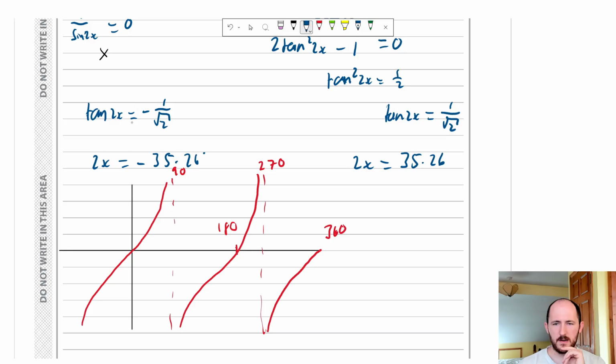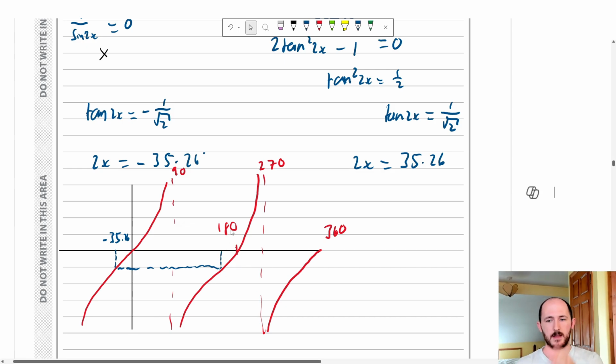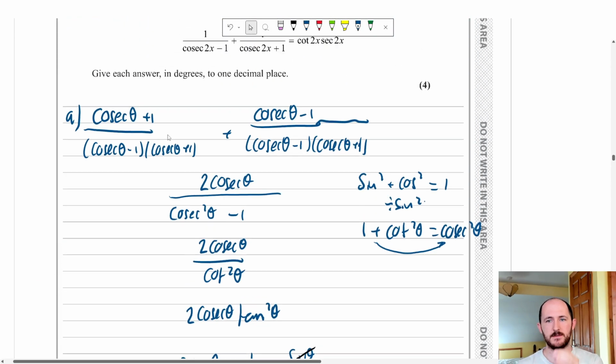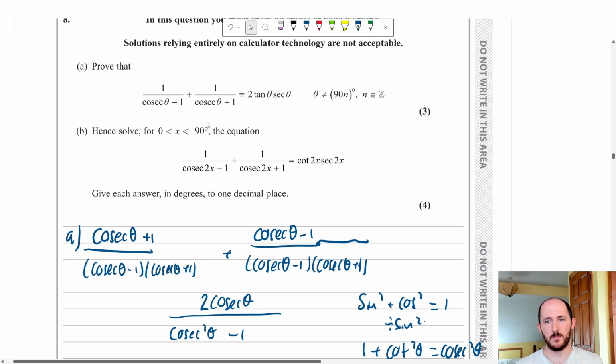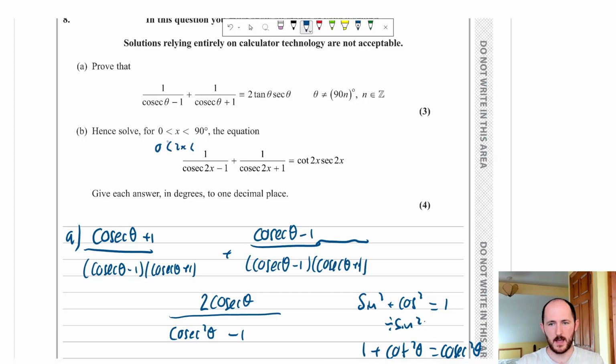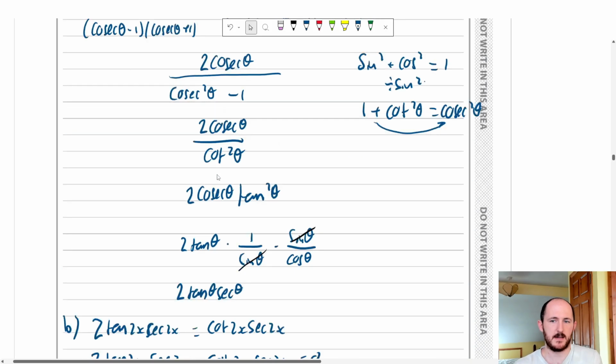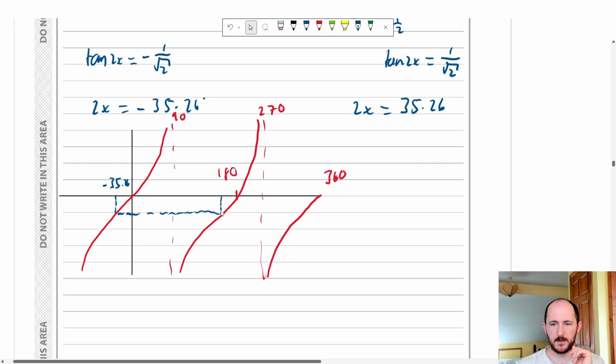So, we're looking for minus 1 over root 2, which is of course going to be in the negative part. We've currently found this value, which is negative 35.26. If I keep going, there is a value that is actually valid in this region, because we're looking at 2x, we're going to be dividing all of our answers by 2, which means we can look for values between 0 and 180, because anything less than 180 when we divide it by 2 is going to be less than 90. So this value also works.